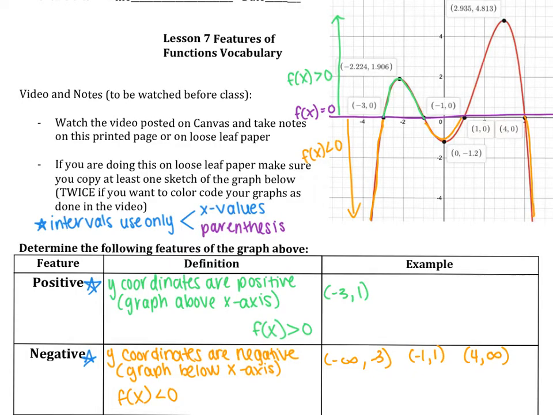And since there are multiple intervals, I will use the U symbol, which stands for union, and you want to use it whenever there are multiple intervals that you want to list out. And there is one more positive interval from 1 to 4, so I will use the union again to show that there's another interval that's positive from 1 to 4. And that's all you need to do for positive and negative intervals.